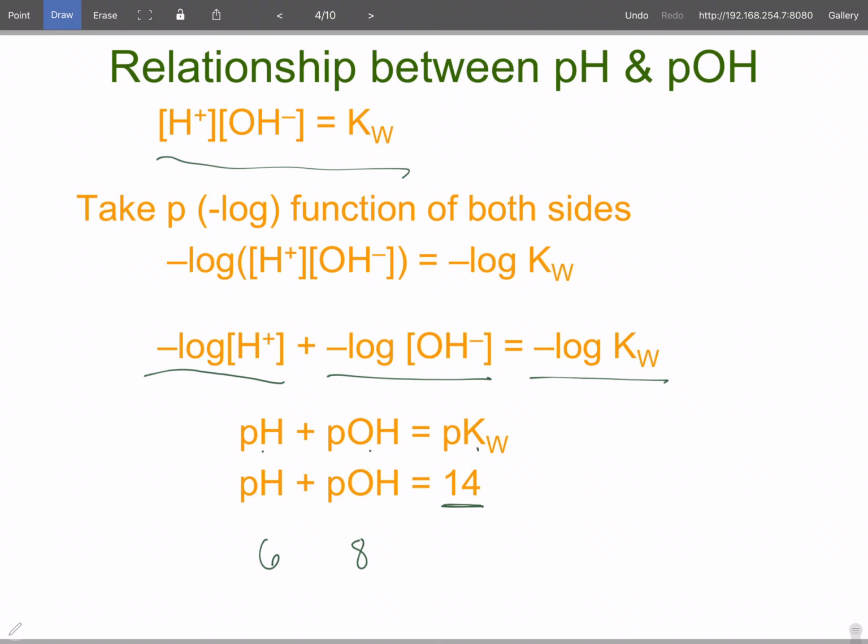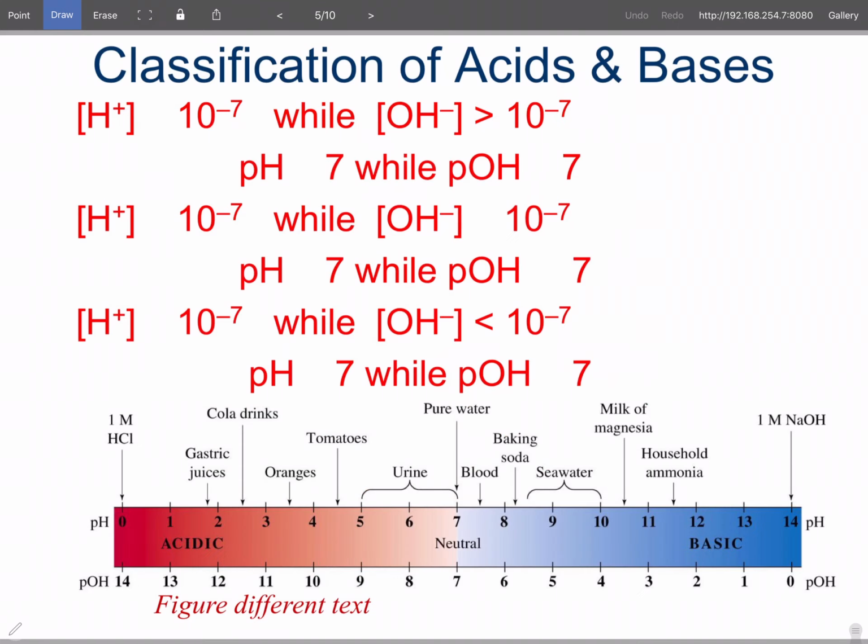Okay? So that begs the question of, so how do we do this and what do we do with it? So first thing, we have to classify acids and bases. Okay? Well, if the H plus is less than 10 to the minus 7, while the OH minus is greater than 10 to the minus 7, the pH is greater than 7, while the pOH is less than 7. If the H plus is equal to 10 to the minus 7, while the OH minus is equal to 10 to the minus 7, the pH is equal to 7, while the pOH is equal to 7.